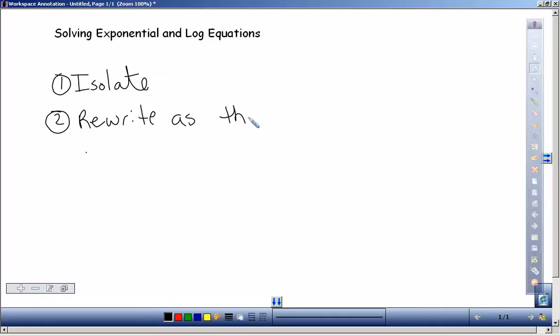If it's a log, then I'm going to rewrite it as an exponential. If it's an exponential, I'm going to rewrite it as a log. So we're going to rewrite it as the opposite function. What this does is it rearranges where the x is. Now the x, instead of being up in the exponent, is going to be down at the bottom, and the rest of it is something that we can type in our calculator and simplify. Or instead of x being inside the log, it's going to be gone, and again, we'll have stuff that we can type in our calculator and simplify.